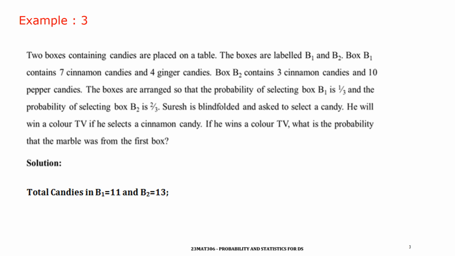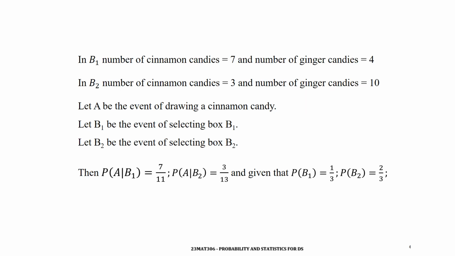So here the total candies in box B1 is 11 and in box B2 is 13. In B1 the number of cinnamon candies is 7 and the number of ginger candies is 4. Similarly in B2, cinnamon candies is 3 and the number of ginger candies is 10.